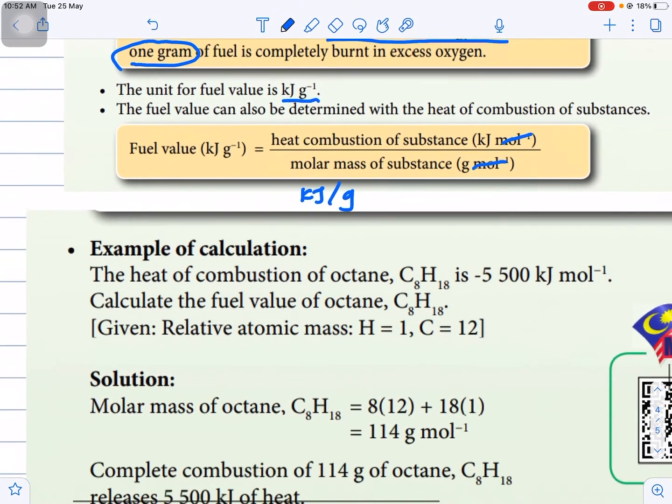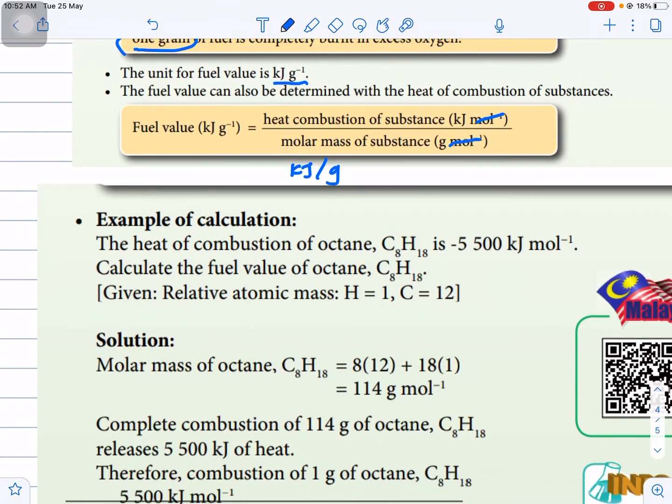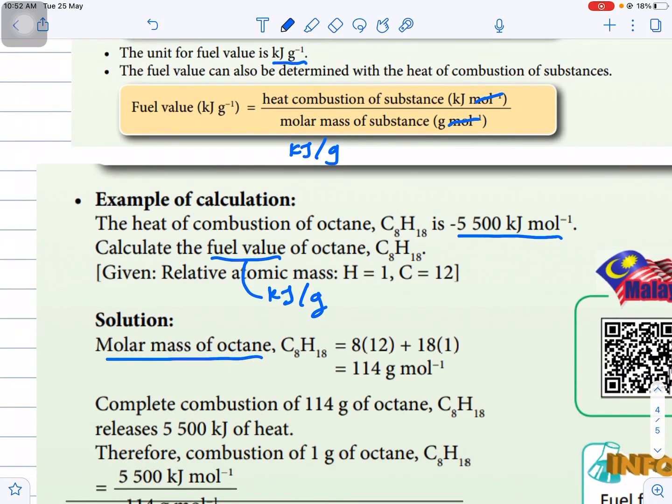Look at the example. The heat of combustion of octane is negative 5,500 kilojoule per mole. Calculate the fuel value. The fuel value is kilojoule per gram. So how can we get kilojoule per gram from kilojoule per mole? We just divide the heat of combustion by the molar mass. First step, find the molar mass of octane. We get 114 gram per mole.